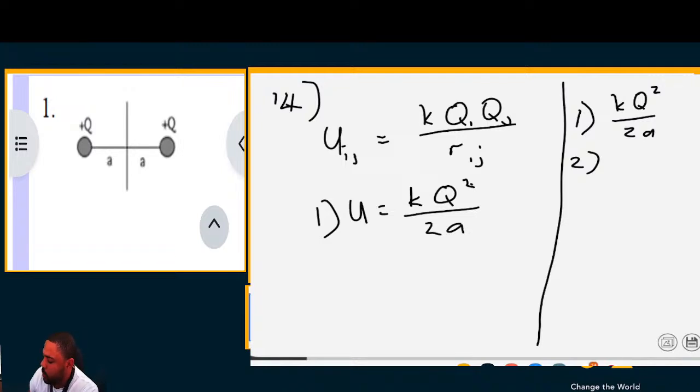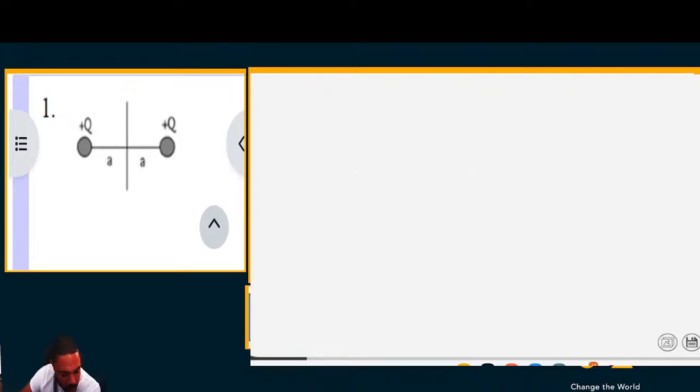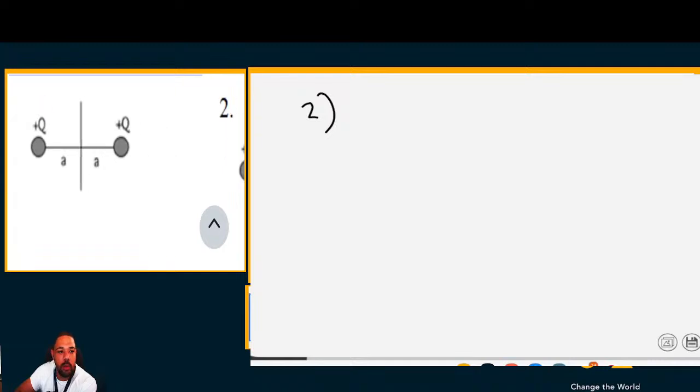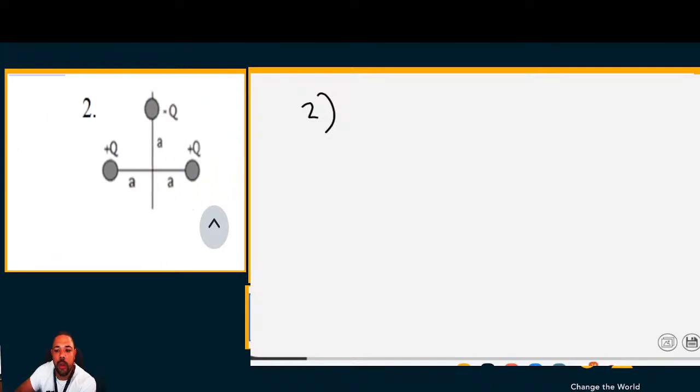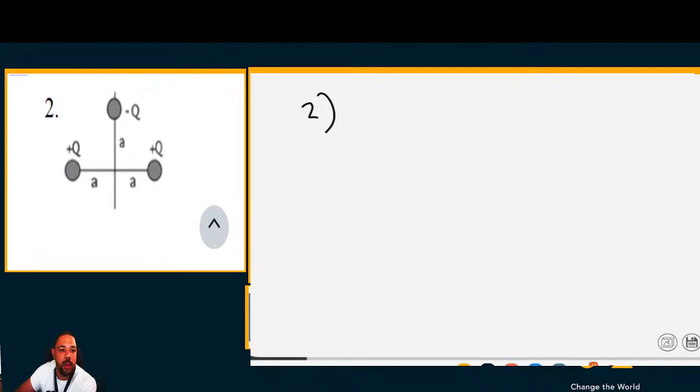Okay, let's do it this way, process of elimination. We want the lowest. So far, the lowest is number one. Keep that in the back of your mind. The first one is k Q squared over 2a. Let's do it for number two, or rather setup two. I'll move it into position. It's the setup here, setup number two.